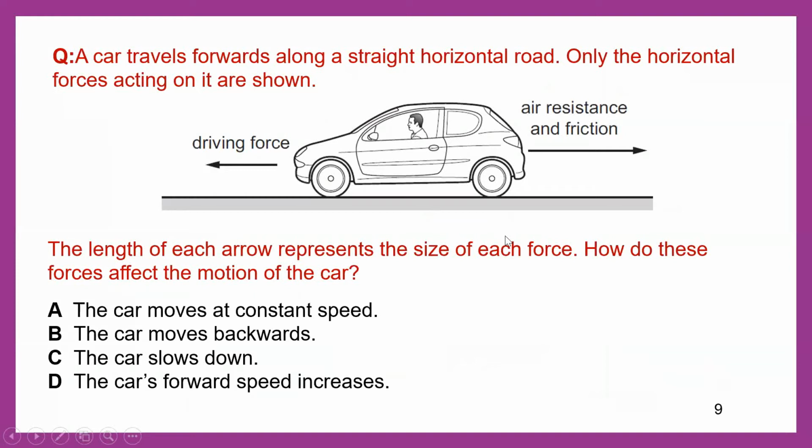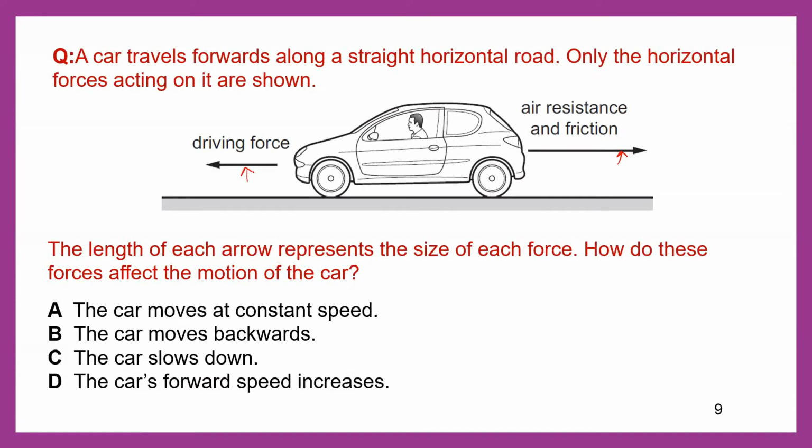So here we have a driving force forward, and air resistance and force of friction acting backward. Here we have a larger arrow that shows the greater magnitude of the force, and the small arrow represents that the driving force is less in that case. So the question is, the length of each arrow represents the size of each force. How do these forces affect the motion of the car?